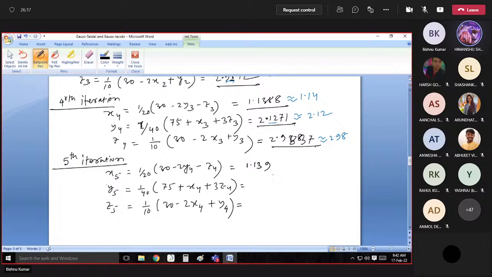Sir, that is coming 2.127 only. 2.127. Which value are you using, the rounded-up values or the 4 decimal places value? So, 4 decimal. Okay, that is what I told you. Actually, you need the answer to 3 decimal. Write down the answer up to 4 decimal places at least. Okay, no problem. Tell me the last value. Obviously, it will match up to 3 decimal places.